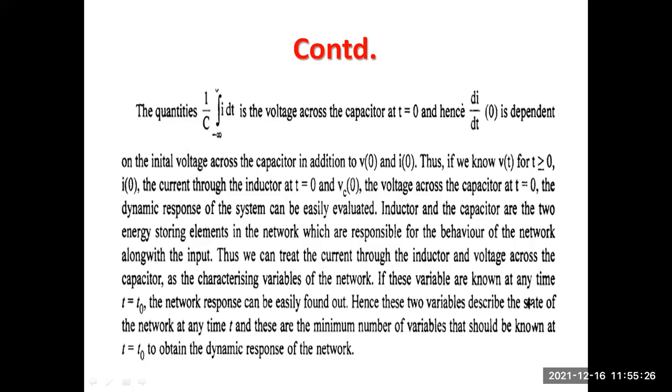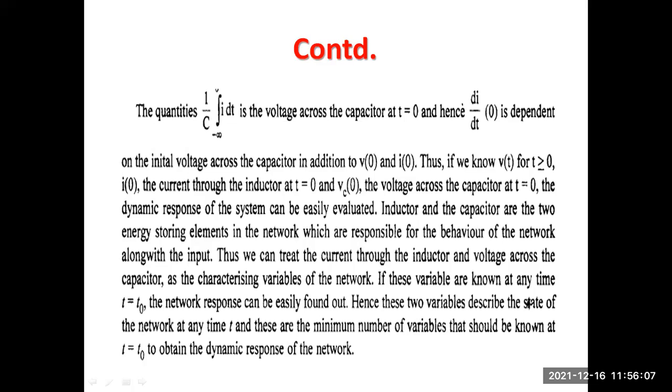These will be your state variables, which are actually required within the system to calculate the overall performance of that particular case. As these two variables describe the state of the network at any time t, and these are the minimum number of variables that should be known at t equal to 0 to obtain the dynamic response of the network. So unless you know these two things, I0 and Vc0, you cannot calculate the dynamic response, because we know that the inductor and capacitor have some initial conditions.